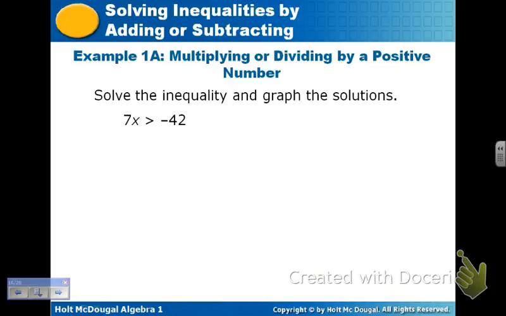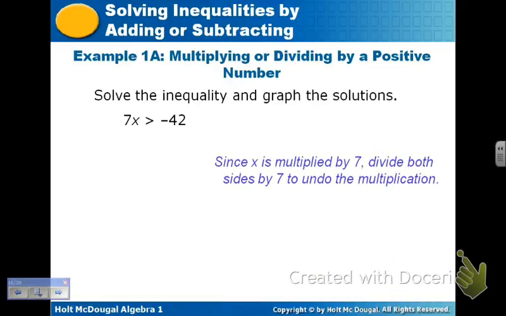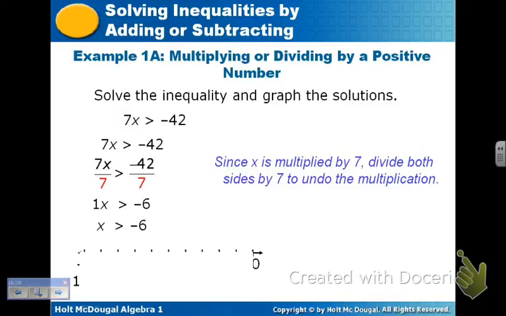All right, so let's look at an example here where we're dividing by a positive number. We have 7x is greater than negative 42. Well, 7 and x are multiplied. That's 7 times x. So our inverse of multiplication, of course, is division. So to isolate our variable x, we're going to have to divide both sides by a positive 7. So we end up with x is greater than negative 6. And our graph, open circle or empty circle on negative 6 and then shade to the right.